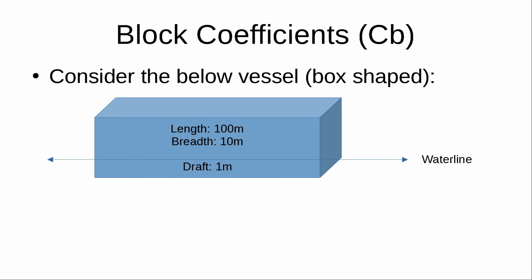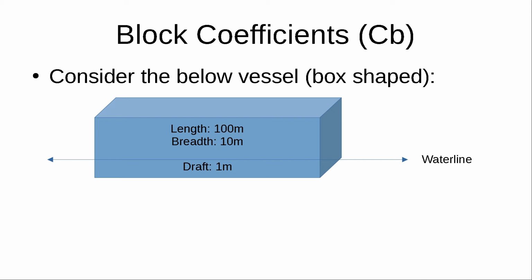Moving on to the next topic for the video. So going back to our box-shaped vessel from the previous video, what you see right here is a vessel of length 100 meters, breadth 10 meters, and draft of 1 meter. So theoretically, it looks like a big rectangular prism or box, probably similar to a barge, that kind of object.